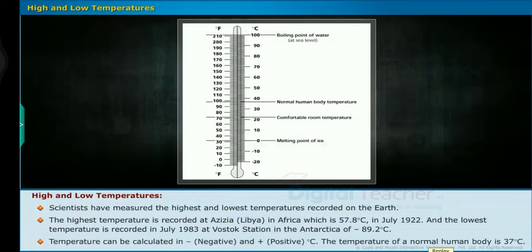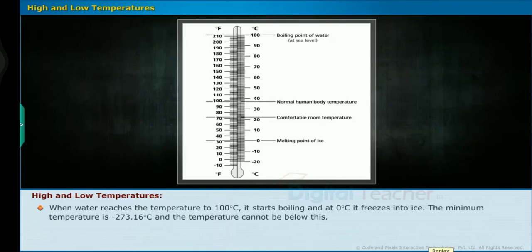Temperature can be calculated in negative and positive degrees centigrade. The temperature of a normal human body is 37 degrees centigrade. When water reaches a temperature of 100 degrees centigrade, it starts boiling, and at 0 degrees centigrade, it freezes into ice. The minimum temperature is minus 273.16 degrees centigrade, and the temperature cannot be below this.